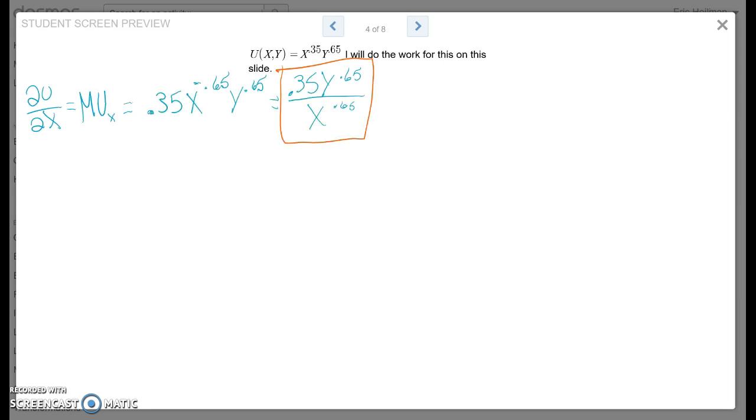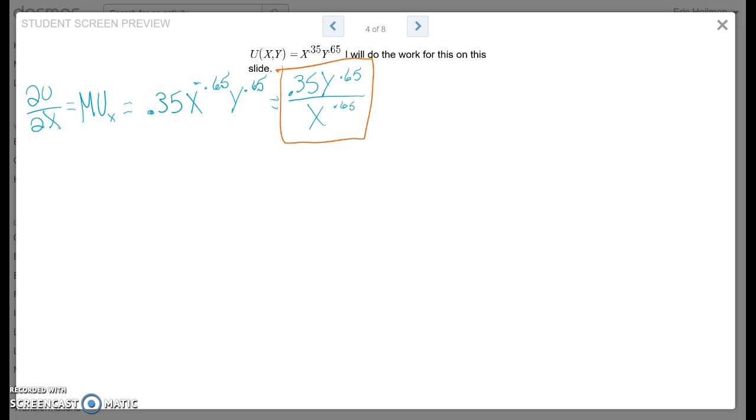Okay, so this is the marginal utility of x. When you apply the power rule to the utility function with respect to x, you bring down the exponent on x, which was 0.35. You subtract 1 from the exponent, that gives you negative 0.65, and then y to the 0.65. Since we're treating x as the variable, y is just a constant, so we leave it alone. Just doing a little simplification, moving the negative exponent to the denominator, you get 0.35y to the 0.65 over x to the 0.65.